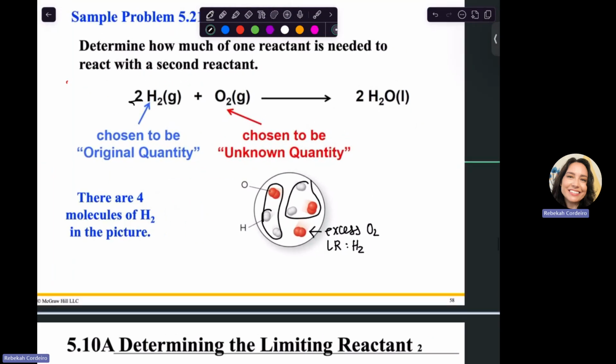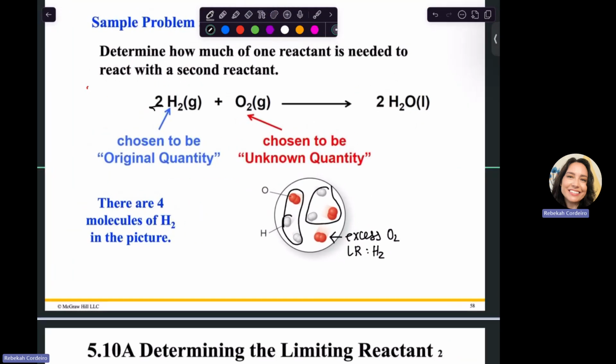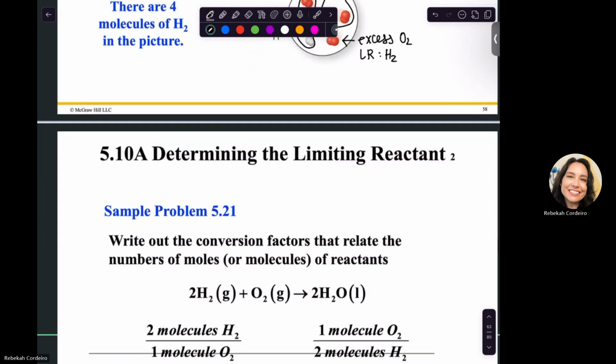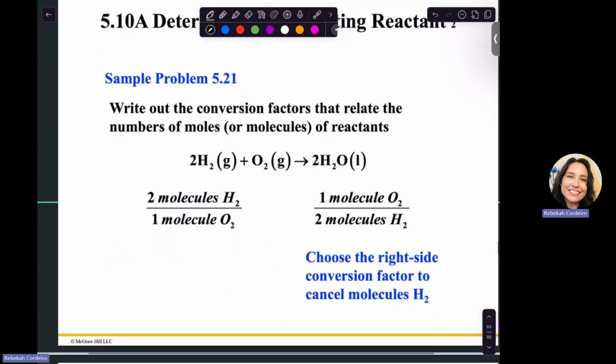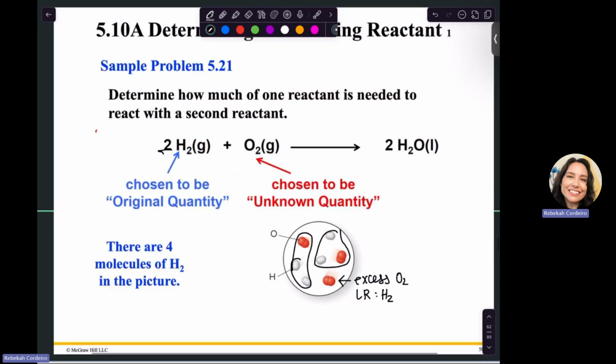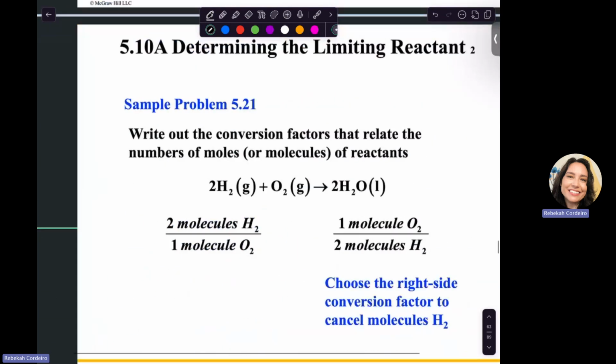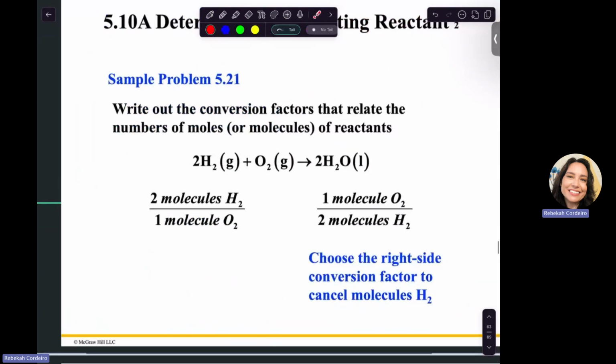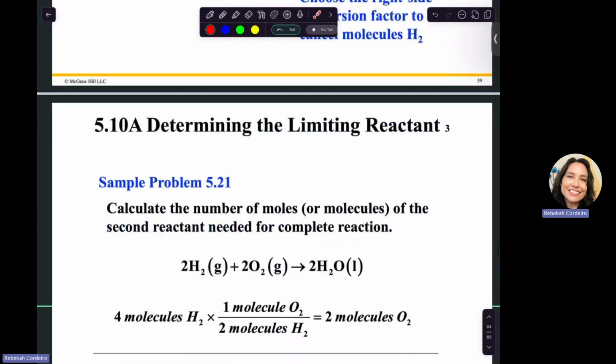You may be asked to use pictures on an exam to figure out the limiting reactant, because there's not the math we're going to show you in a second. And so we can use conversion factors for this. So this is just kind of using the picture, but we can also use conversion factors. You know that you have a mole to mole ratio, or you can use molecule to molecule. That's fine either way. Here's how they solved it.